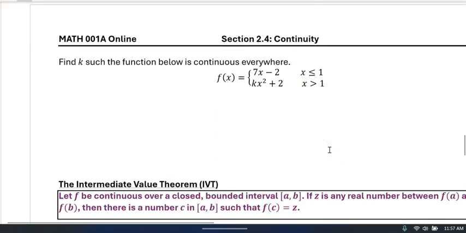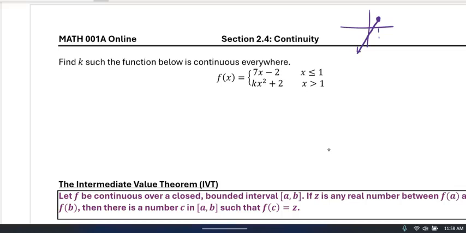All right, so this last one: find k such that the function below is continuous everywhere. Again, we want to be able to draw this without picking up our pen. Notice the first part, when x is less than or equal to 1, is linear, 7x minus 2. So maybe we have some function, 7x minus 2, coming along. At some point it stops at x equals 1. That's not a perfect graph, but go with it.